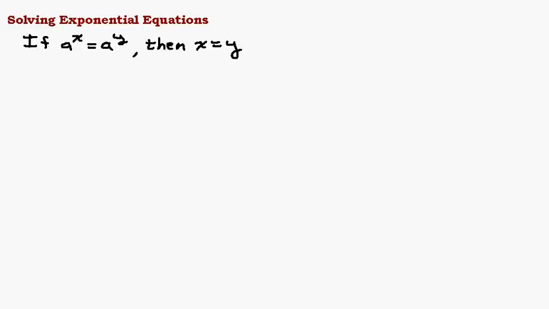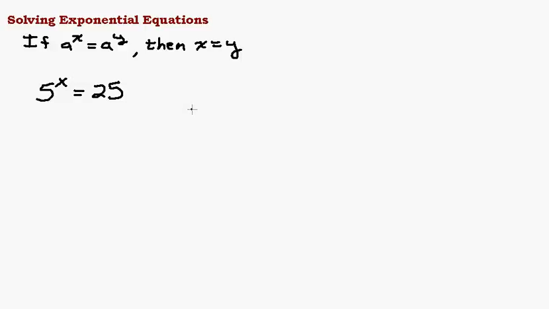In this video, we're going to look at solving exponential equations. So we're going to be looking at equations that have variables in the exponent. Let's start with a simple example here, and I'll talk about this rule I've got written down. 5 to the x equals 25. This is an exponential equation because the variable is in the exponent.